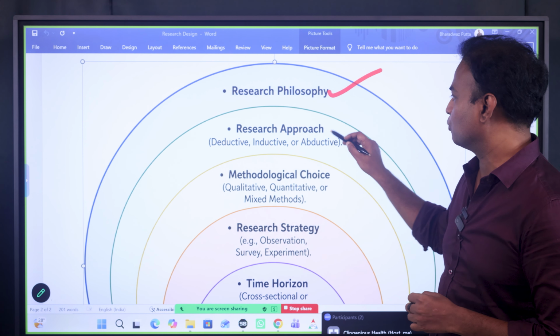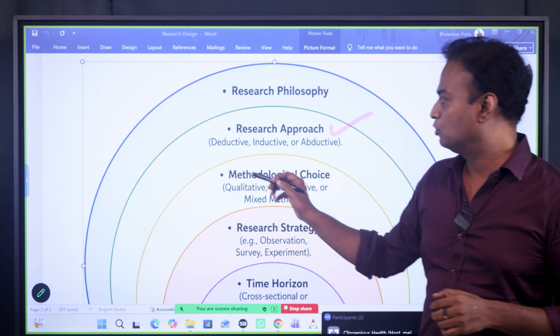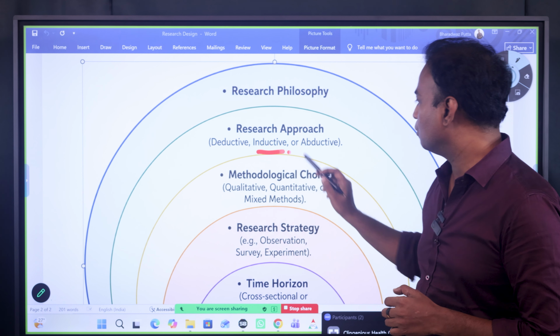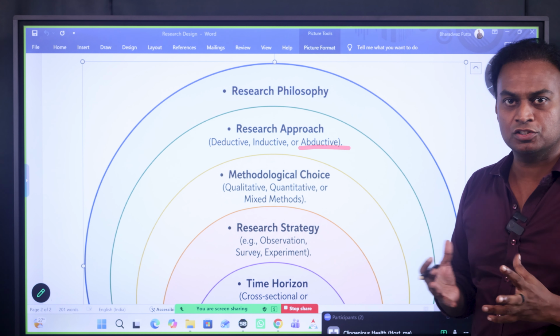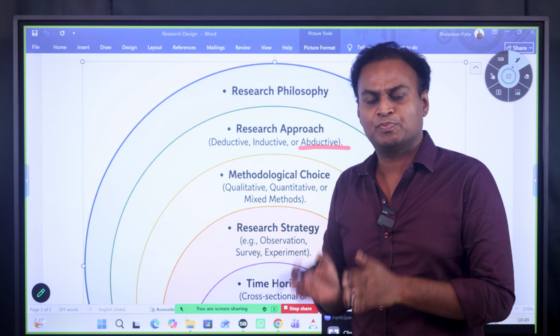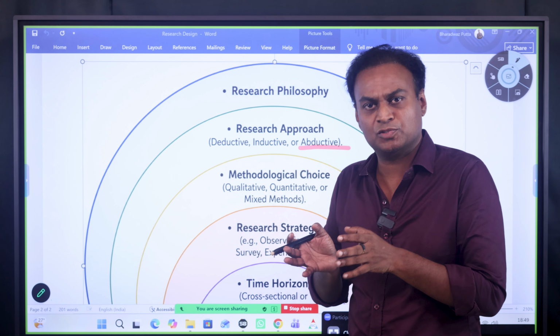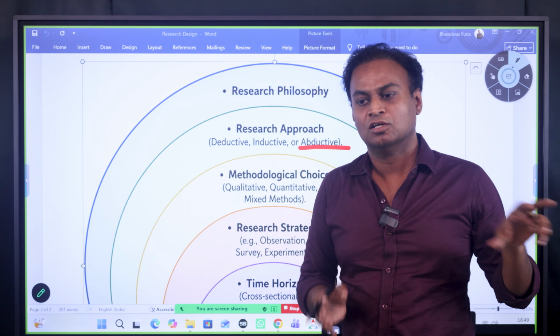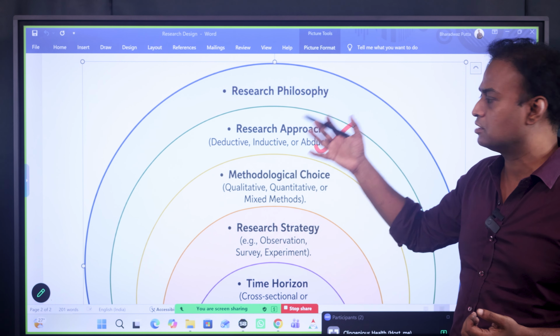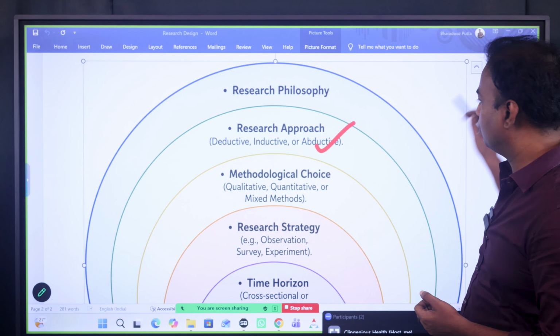The second one is research approach. How do you want to approach it? Do you want to use deductive logic, inductive logic, or abductive logic? Are you going from generalized to specific, or doing a specific research and generalizing it, or do you want to develop a hypothesis, like abductive research? Next is the research approach, what approach you want to follow.